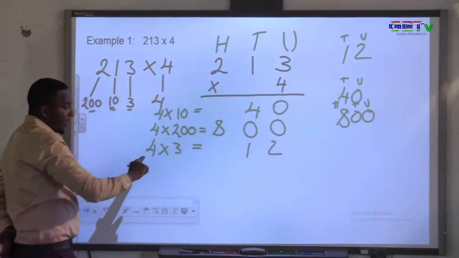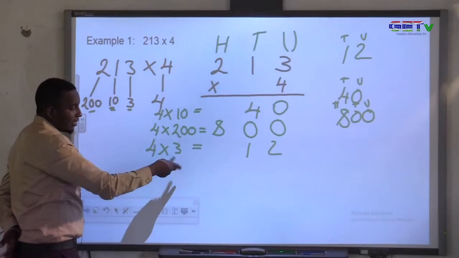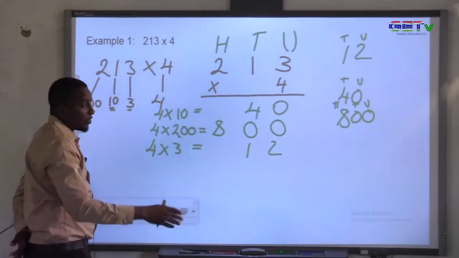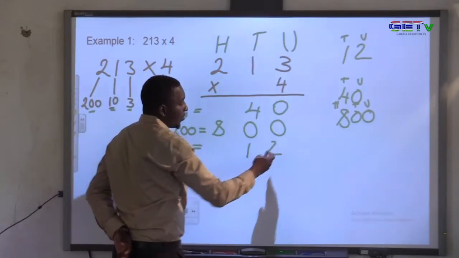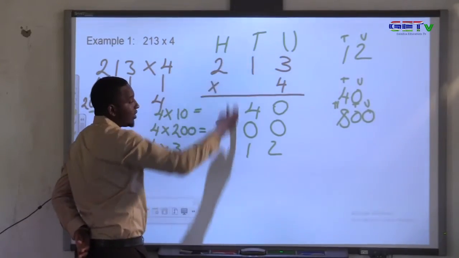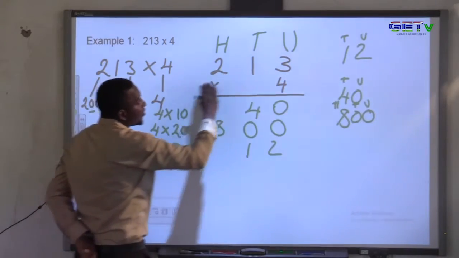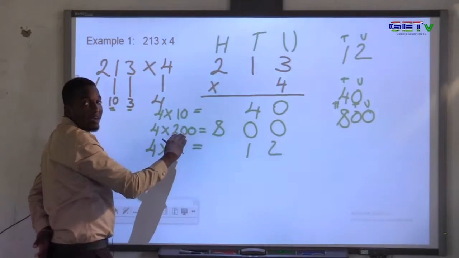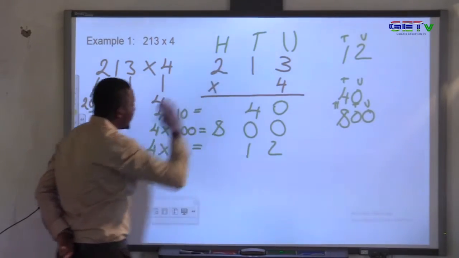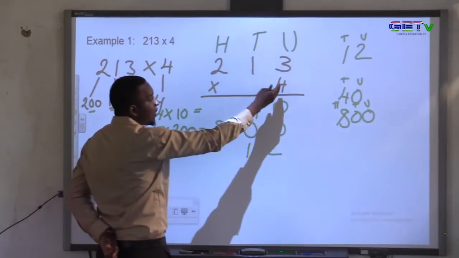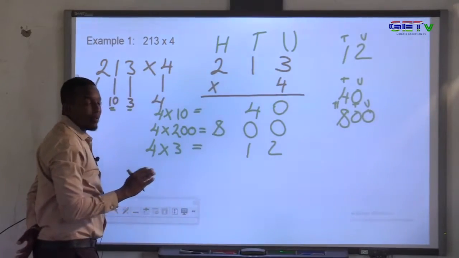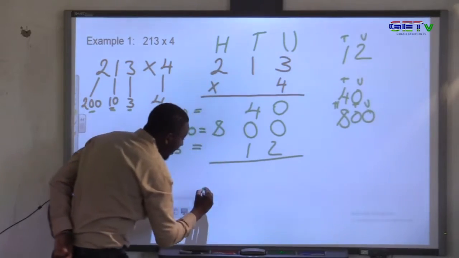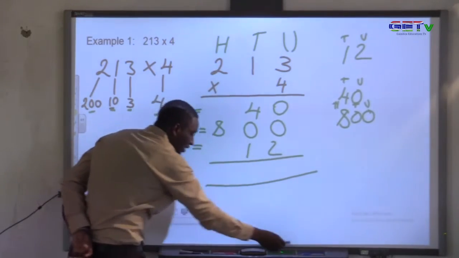Again, if you multiply 4 by 3, the answer will give you 12. But we don't just write 12 at random. We write 2 under the unit column and we write 1 under the 10th column. Now we have exhausted all the 3. We've multiplied 4 by 2, that is by 200, the value of 2. We've multiplied 4 by the value of 1, and also we've multiplied 4 by the value of 3. What we are left with now is to add. Let's add and see what will be our answer.